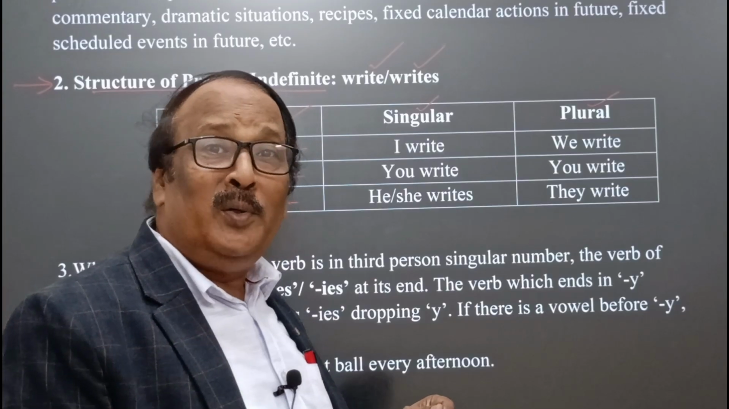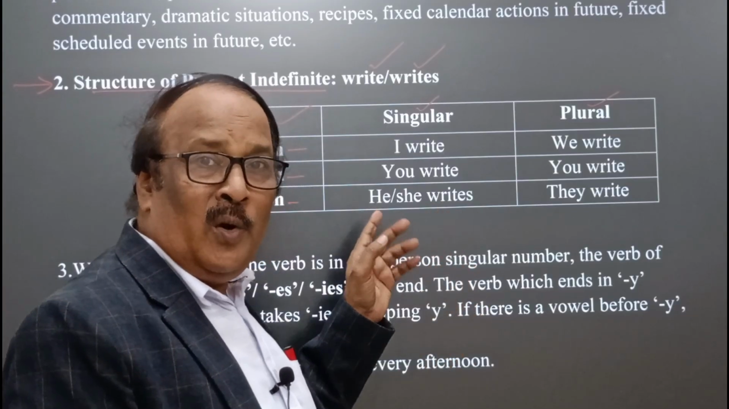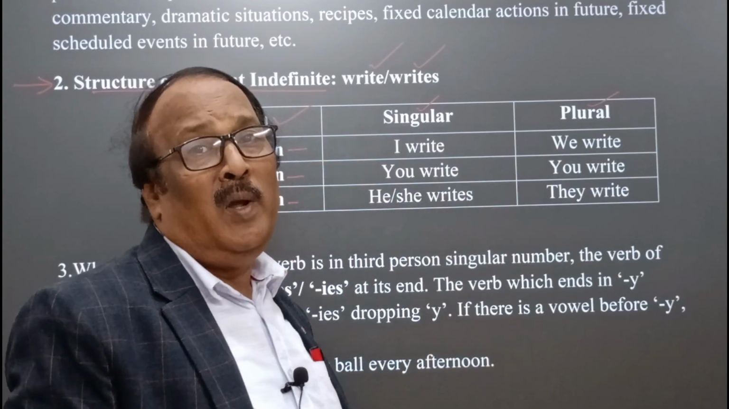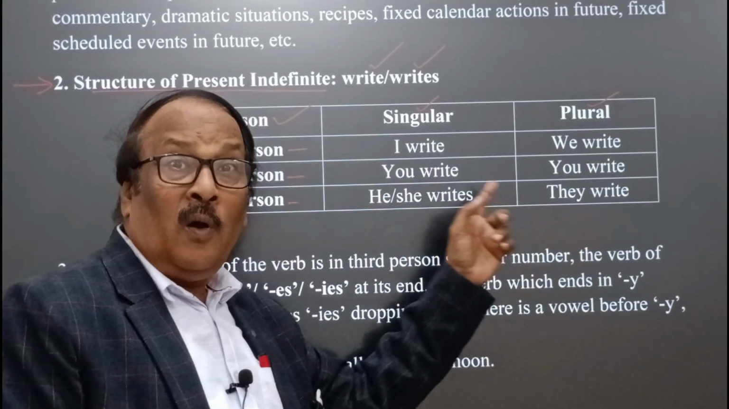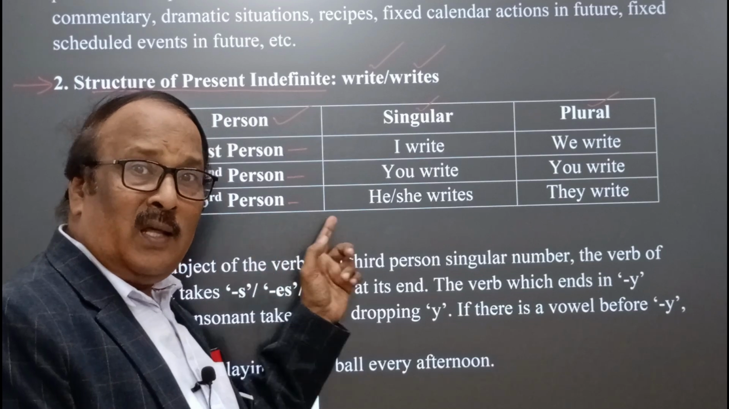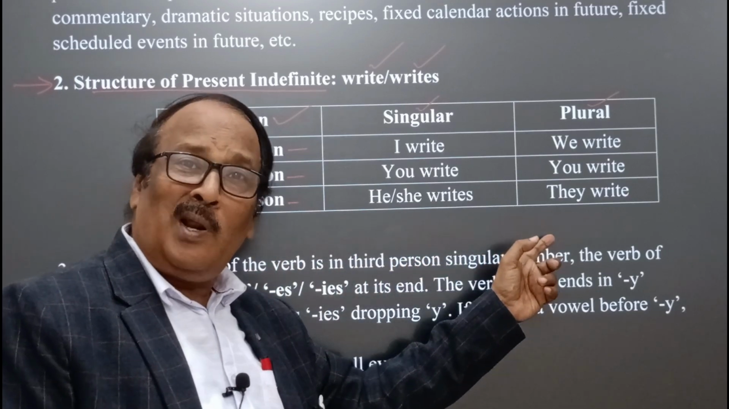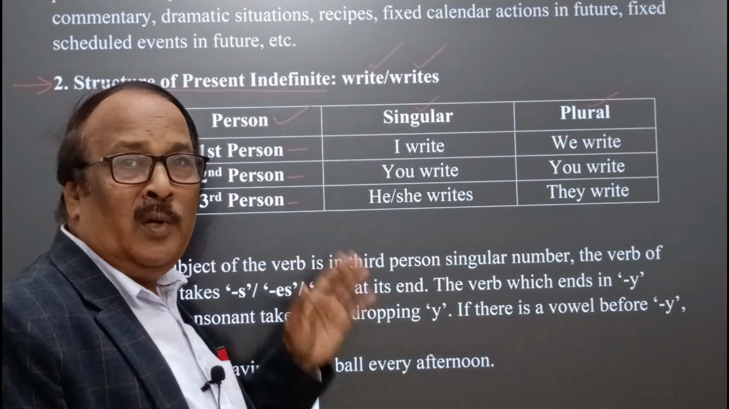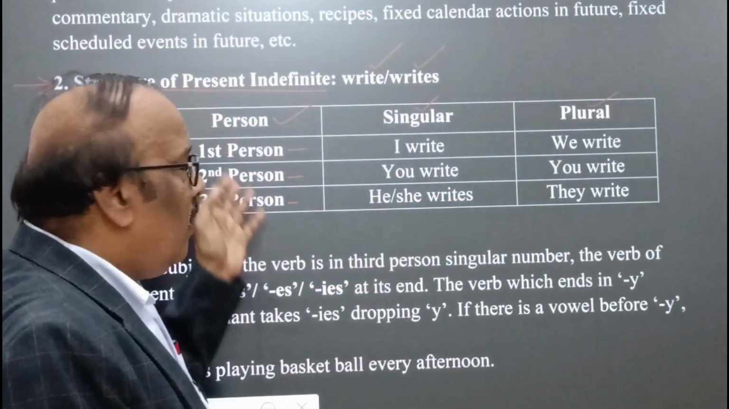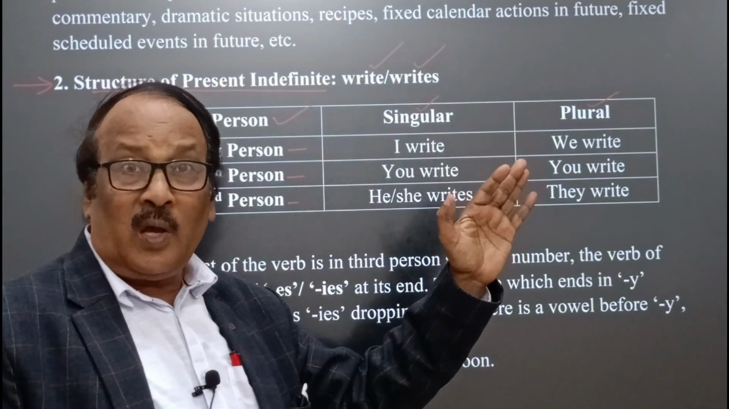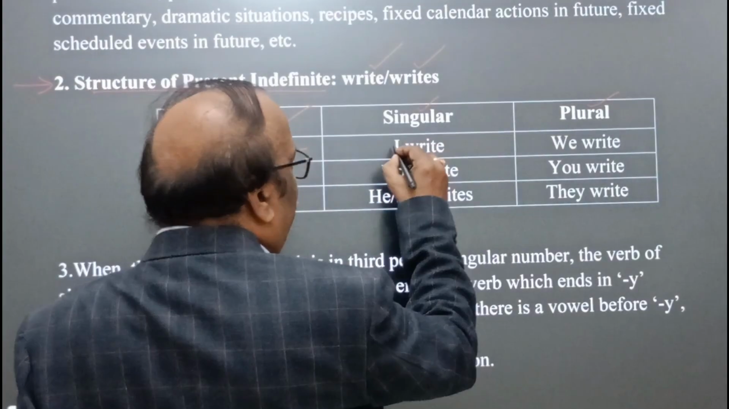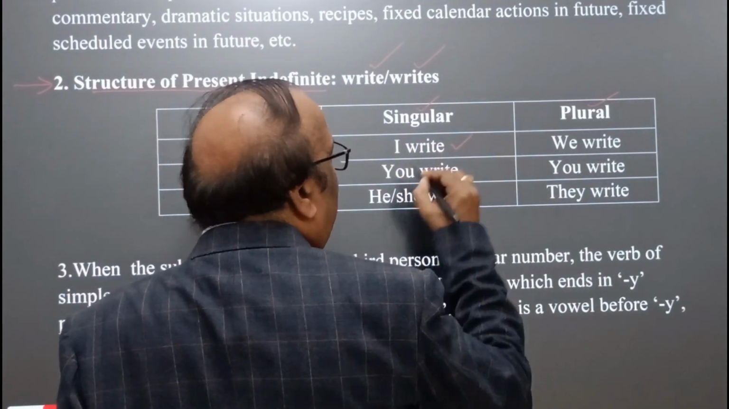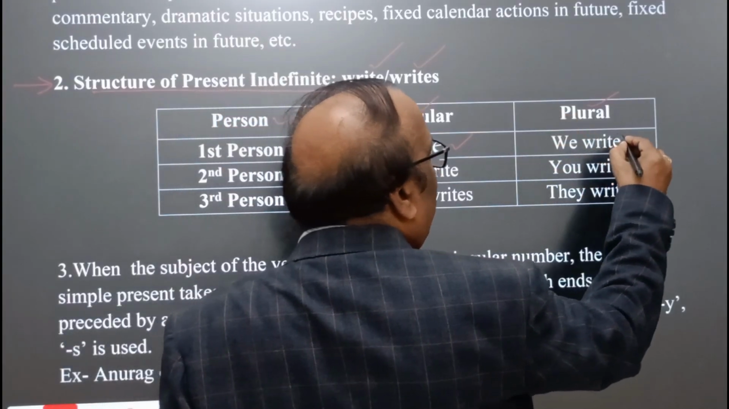From that point of view, it is very natural to know about the subject. It may be a noun or a pronoun. As we know, all nouns are used in third person, singular or plural number. But all pronouns are used in different persons and numbers. How? "I write." This is first person singular number. Again, "we write."